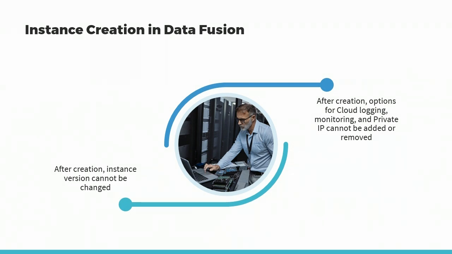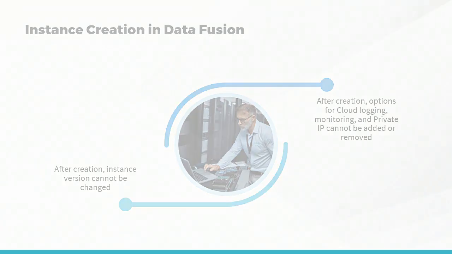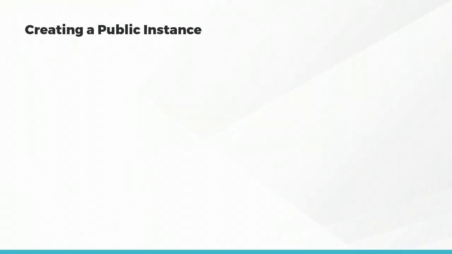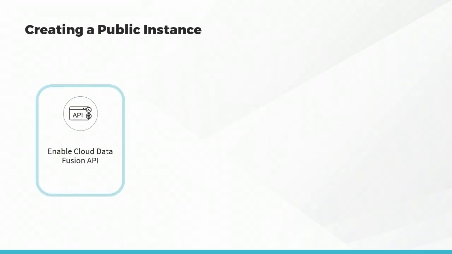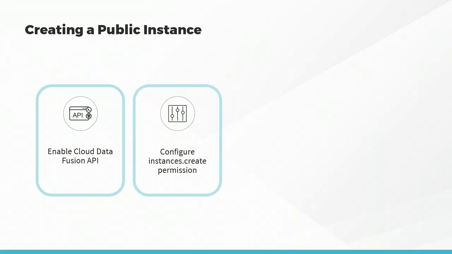If this is the general way to create an instance, we can actually break this down into a public instance, for example. If I want to create a public instance, I need to enable the Cloud Data Fusion API. That's key here. And this is where the permissions for actually creating the instances are going to be, as well as different access control. We'll have configure instances or create permissions as well.